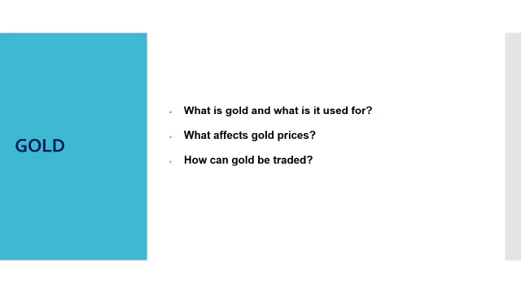The main points about gold are: what is gold and what it's used for, what affects gold prices, and how gold can be traded. Gold is a precious metal coveted throughout history for its vibrant color, malleability, and relative scarcity. It has industrial applications in electronics and computing and is enduringly popular as a jewelry manufacturing component.